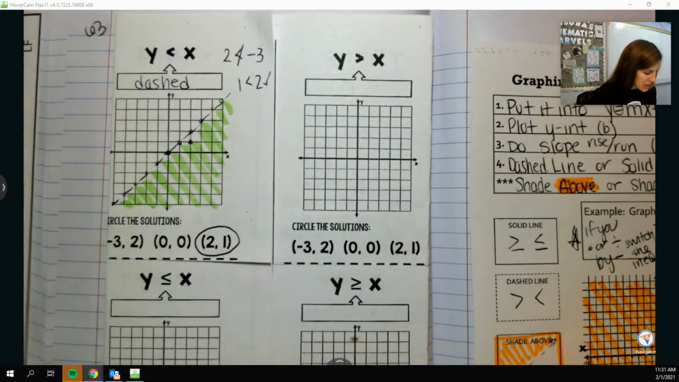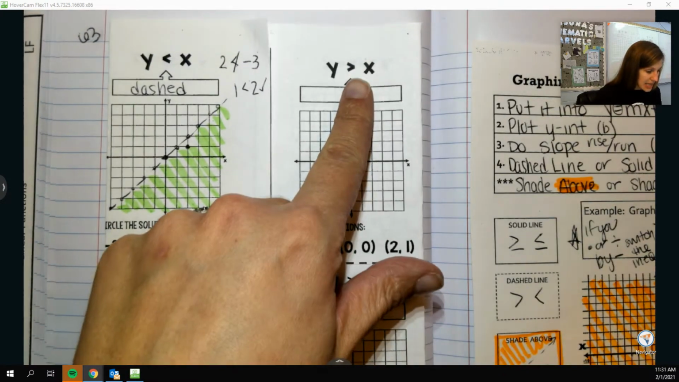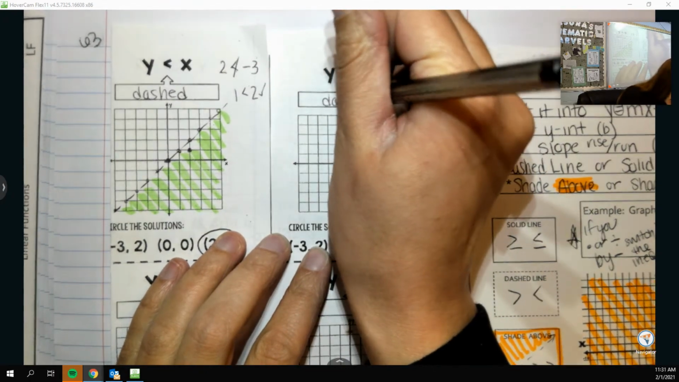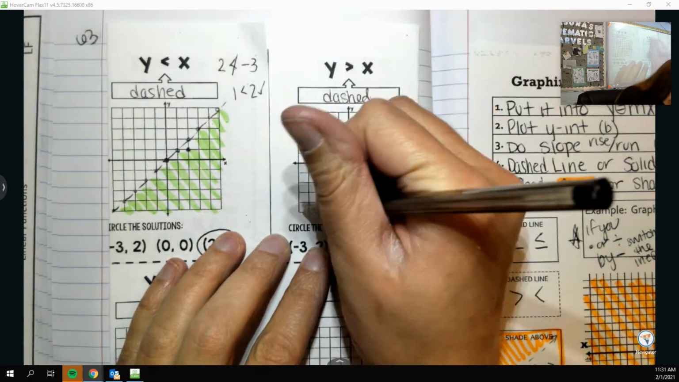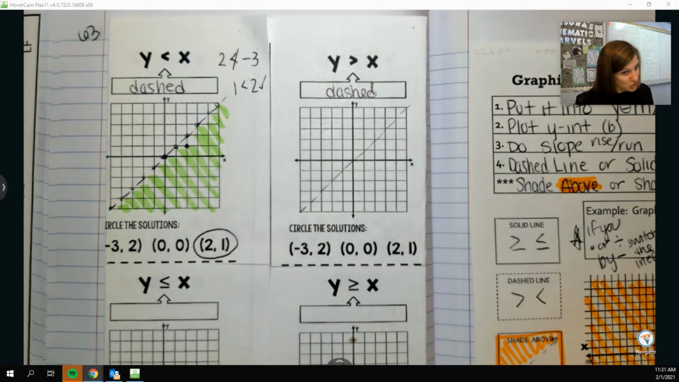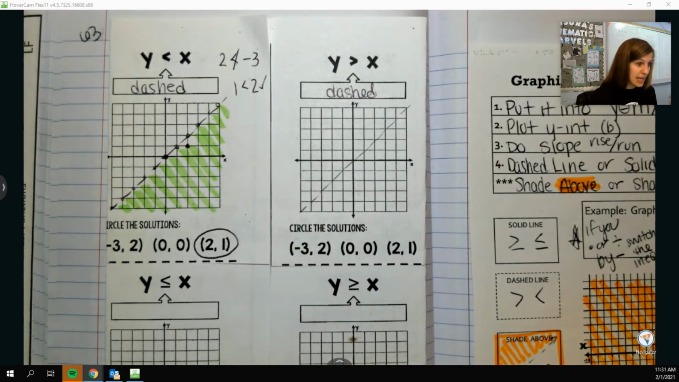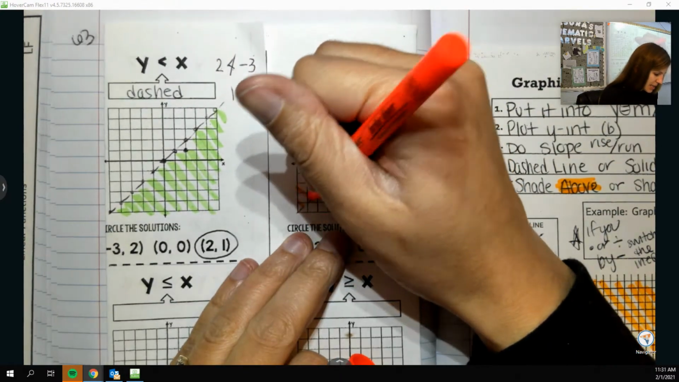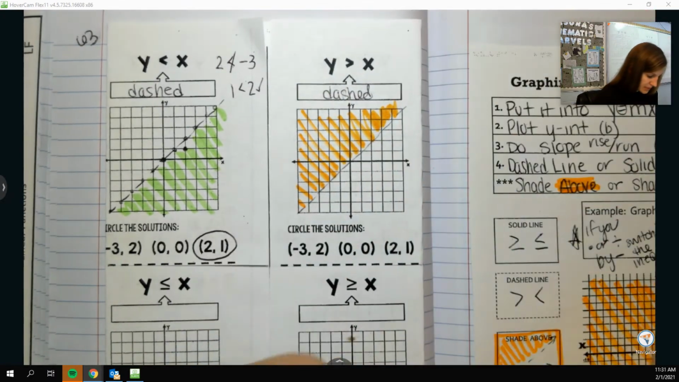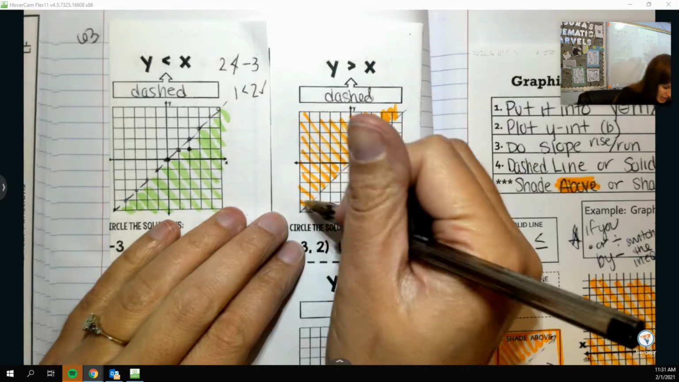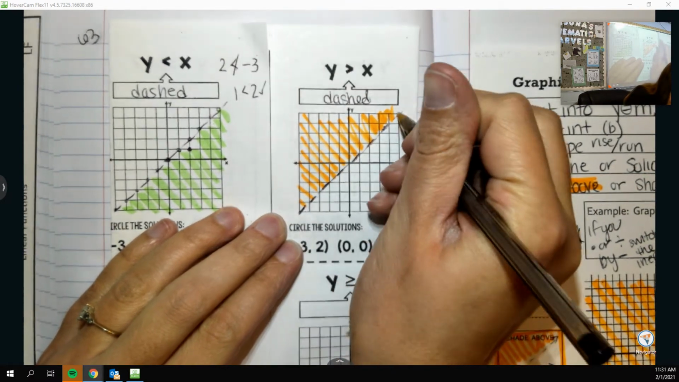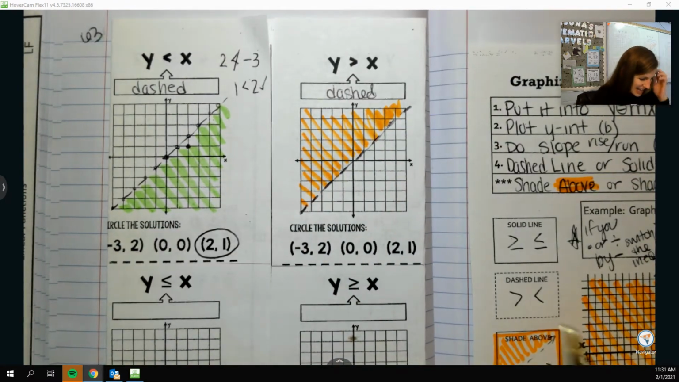Okay? So another one here. This line is the same line, and it's still dashed because it's not equal to. But now it's greater than, and greater than is above. So that's all this stuff. That's not a very good dashed line. I swear it's dashed. There we go.